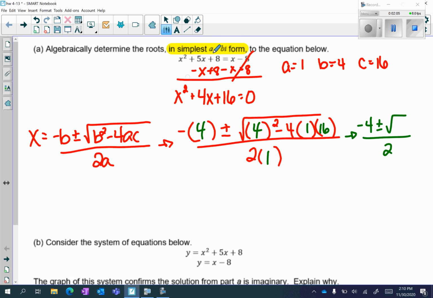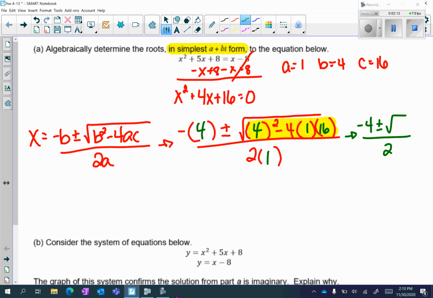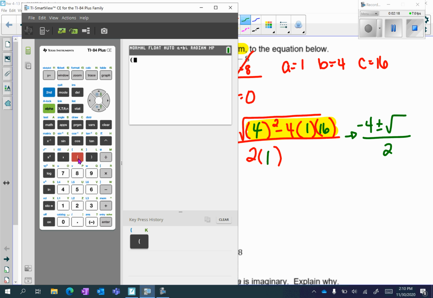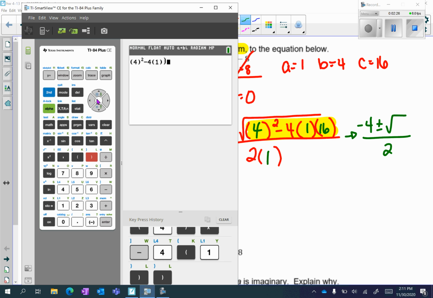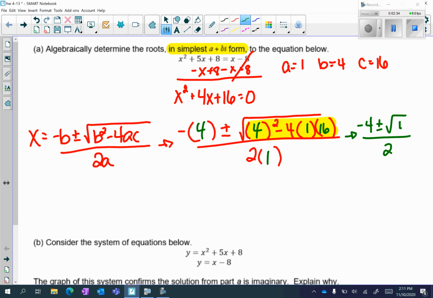Remember that everything underneath the radical goes in the calculator, but not the radical itself. So I'm going to open up my calculator: open parentheses, 4, close parentheses squared, minus 4 times 1 times 16. So underneath the radical, I get negative 48. Remember that you have to break your radical into 2 things that multiply. One of them should be a perfect square.